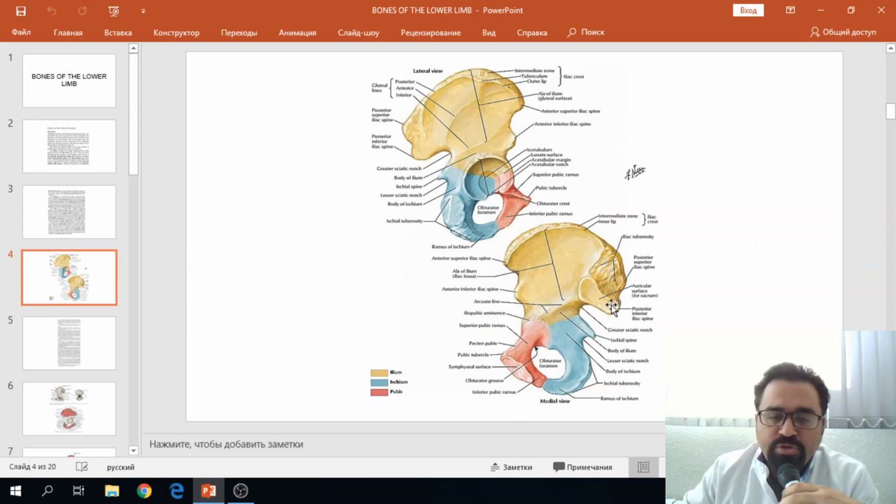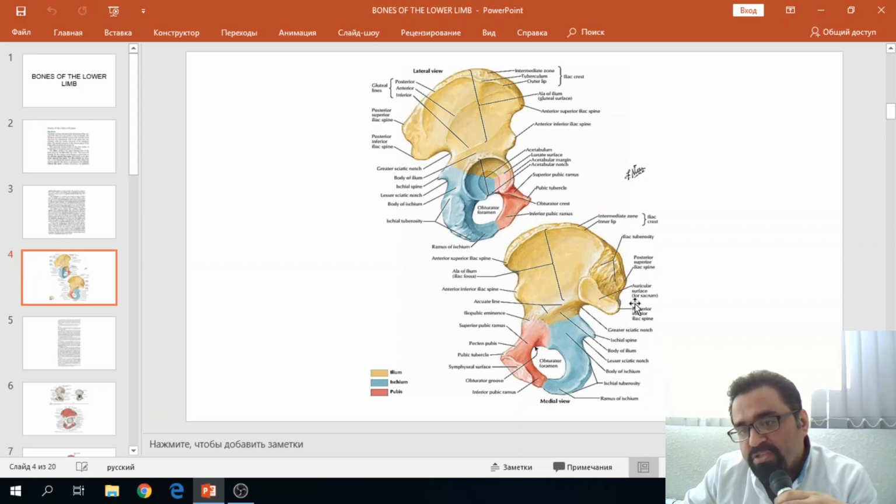As I have told you earlier, these two hip bones, right and left, together with the sacrum form the pelvic girdle. So this is the portion, the articular surface for the sacrum.